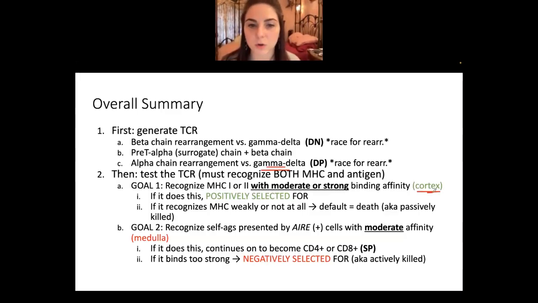Again, we're in the cortex. This is cortical epithelial cells. If we do this, it's positively selected for. If it does recognize MHC weakly or not at all, it's going to die. Again, this is a passive process. The default is death. The second goal is we want to recognize self-antigens presented by those AIRE positive cells, again in the medulla, with moderate affinity. If it does this, it's going to continue on to be CD4 positive or CD8 positive, a single positive cell, depending on which one it's interacting with better. But overall, if it's too strong, it is negatively selected for. We're selecting for it to not continue.